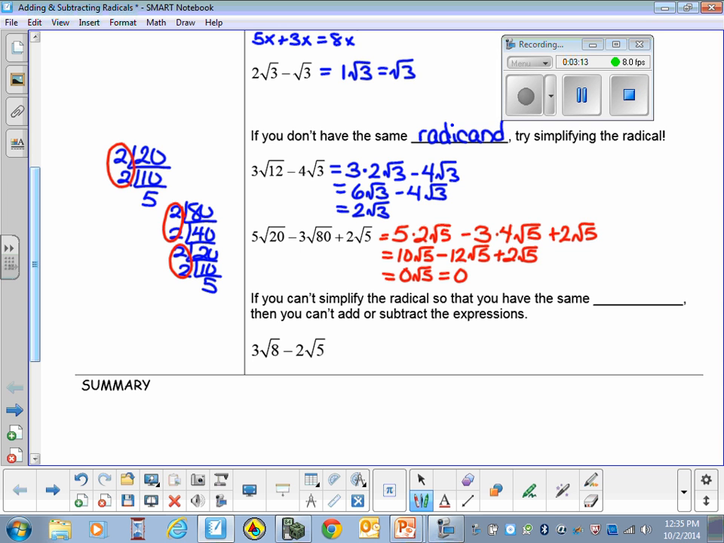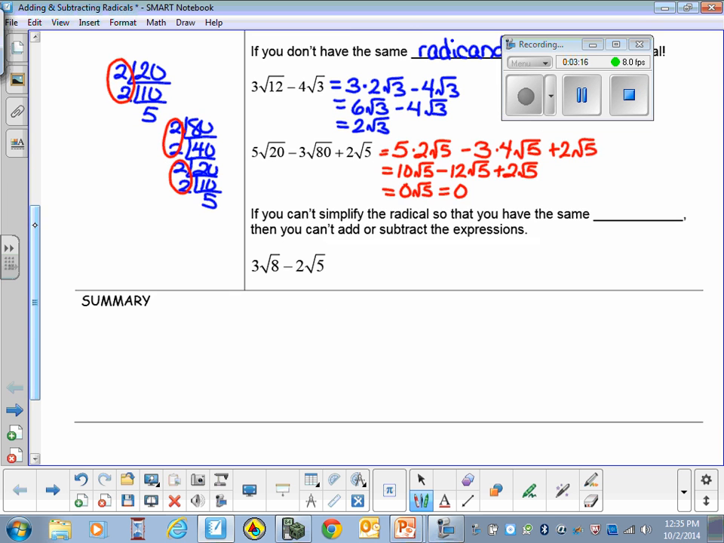If you cannot simplify the radical so that you have the same radicand, then you can't add or subtract. Looking here, 8 is one of those we're supposed to memorize. So 3 times 2 square root of 2. And there's no way to simplify the square root of 5. So this is 6 square root of 2 minus 2 square root of 5.